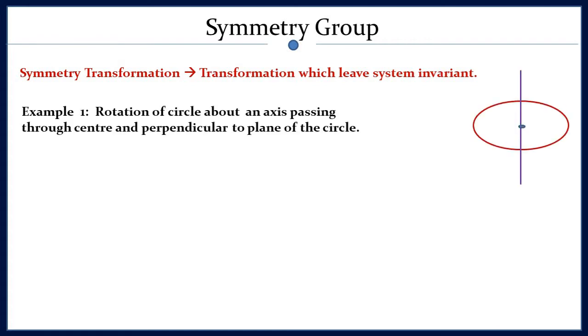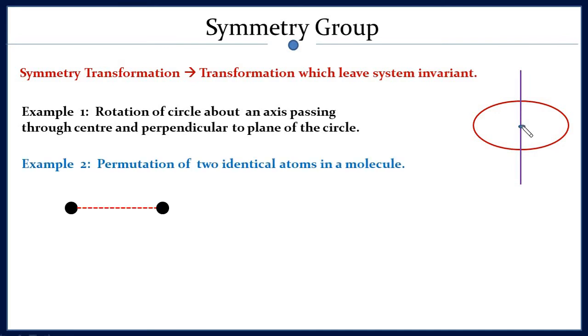Let's see an example. Example 1 is rotation of a circle about an axis passing through the center and perpendicular to the plane of the circle. That means if you rotate this circle by any amount about this axis, then the system of this circle remains invariant, right? If you rotate it by 1 degree or 100 degrees, it will remain the same. That is, the system is invariant. Therefore, rotation of this circle about this axis is called a symmetry transformation.